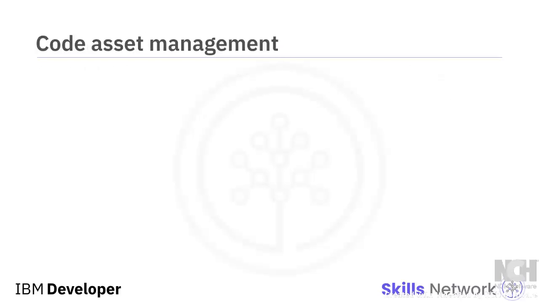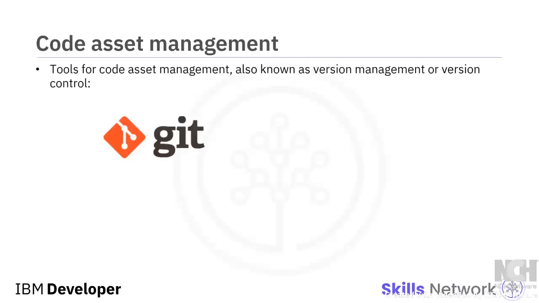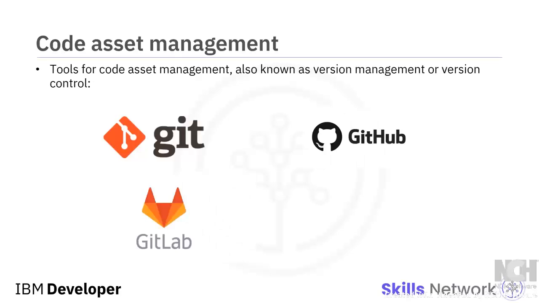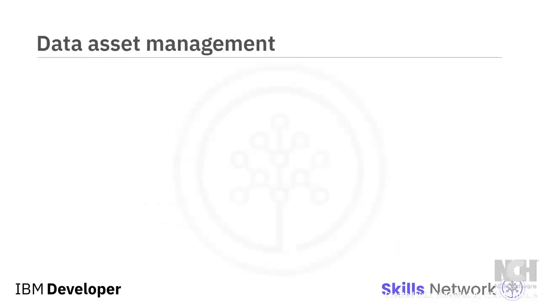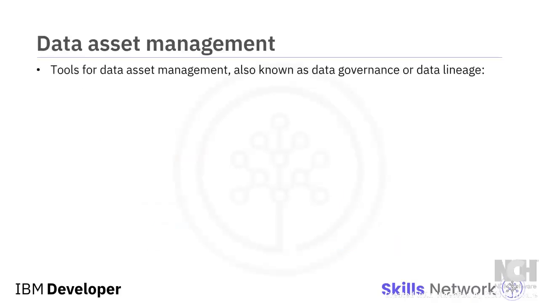So the choice of code asset management tools has become quite simple. Git is now the de facto standard for code asset management, also known as version management or version control. Around Git emerged several services. The most prominent is GitHub, but the runner-up is GitLab, with the advantage that the platform is entirely open source and can be hosted and managed on your own. Another choice is Bitbucket.